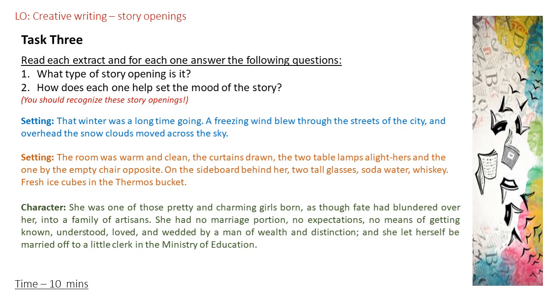She had no marriage portion, no expectations, no means of getting known, understood, loved, and wedded by a man of wealth and distinction. So the repetition of the word no tells us that she doesn't have anything, no marriage portion, no expectations, no means of getting known, further emphasised through the use of the tricolon. She let herself be married off to a little clerk in the Ministry of Education.